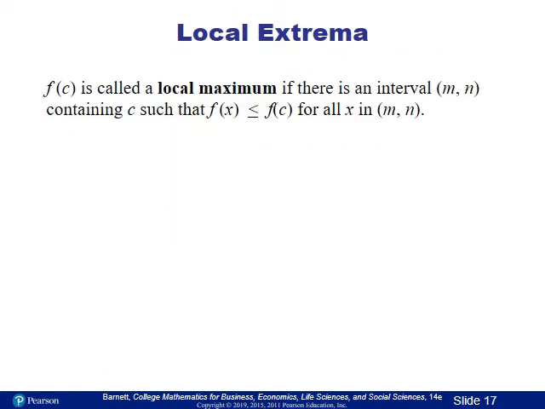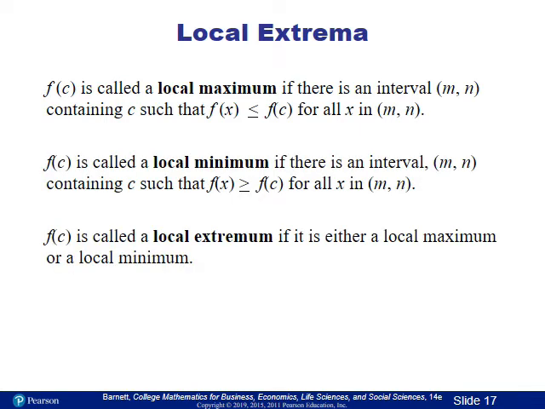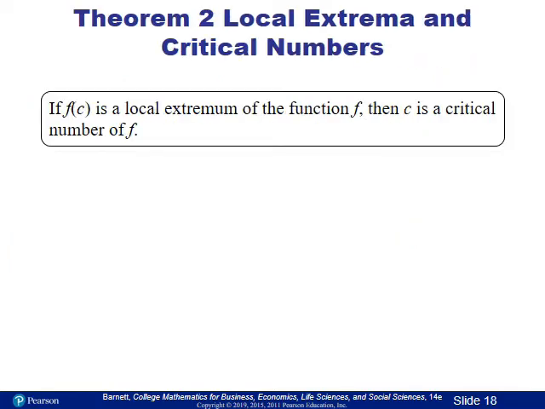Local extrema. f of c is called the local maximum if there is an interval containing c such that f of x is less than or equal to f of c for all x in this domain. This is exactly the same thing for local maxima and local minima. And f of c is called a local minimum if there is an interval containing c such that f of x is greater than f of c. We can discuss it through an example, which would be simpler and easier for you.